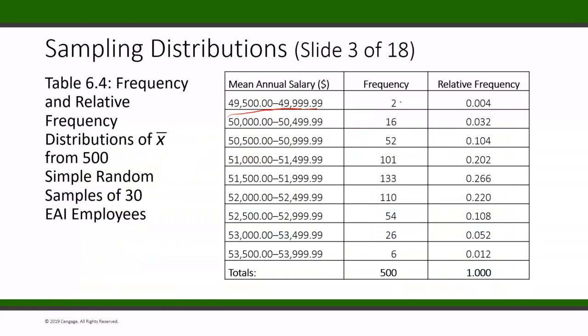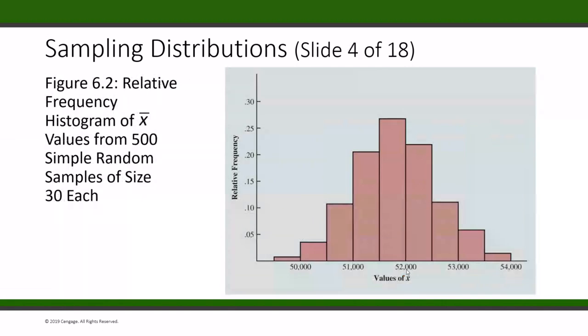And we find out that two samples were in this range, 16 samples were in this range, 52 samples in this range, 100 samples in this one, and so on and so forth. And we can find the relative frequency because there are 500 samples. We can divide 2 by 500, which is a very small number, and 52 divided by 500, and so on.